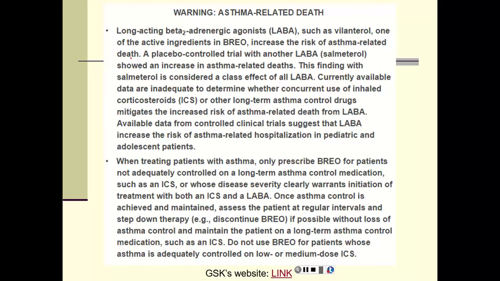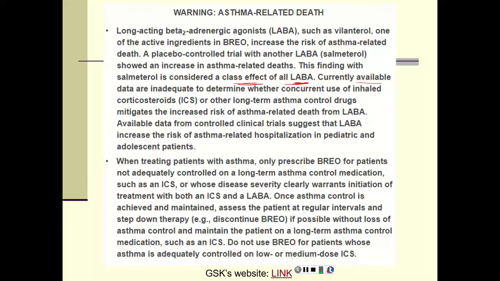And that's just a finding that came out by studying lots of people taking the drug for longer periods of time. A placebo-controlled trial, meaning a non-active drug controlled trial, with another long-acting beta agonist, salmeterol, which was the first of these drugs that we looked at, showed an increase in asthma-related deaths. This finding with salmeterol is considered to be a class effect for all long-acting beta agonists.